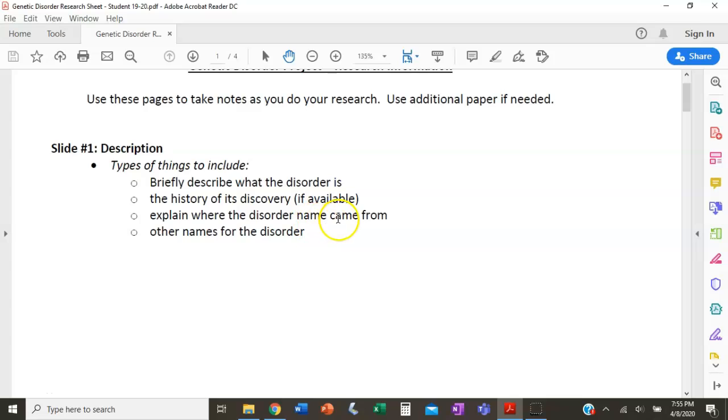As it happens with Rett syndrome, it came from the name of the doctor who first started really doing a lot of research about it and discovered it.